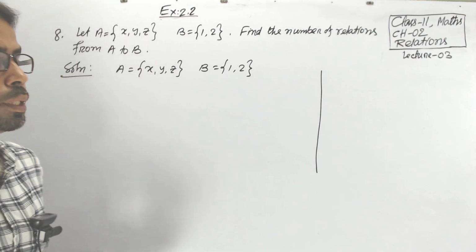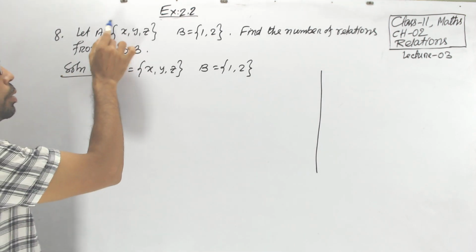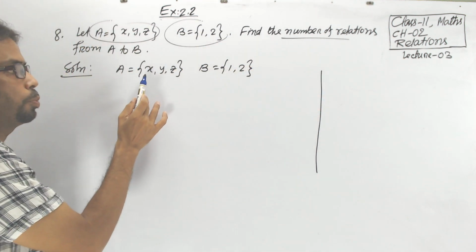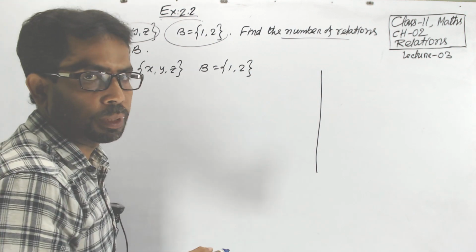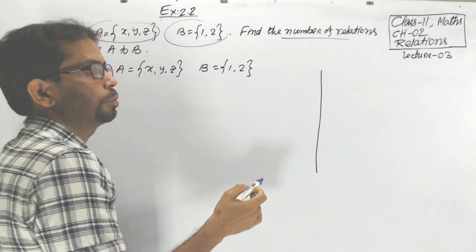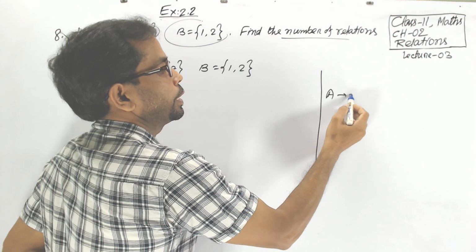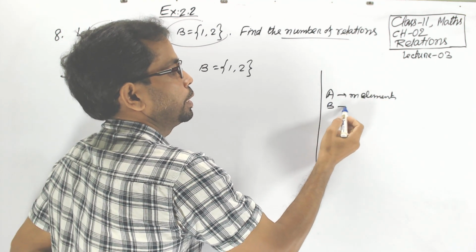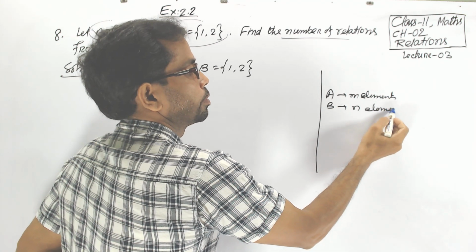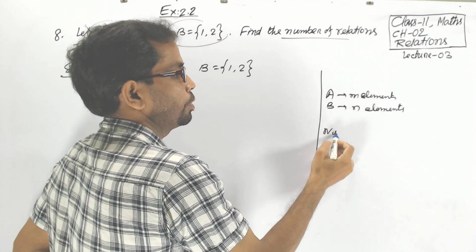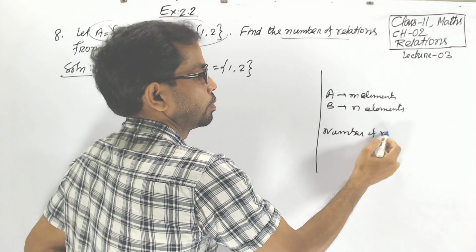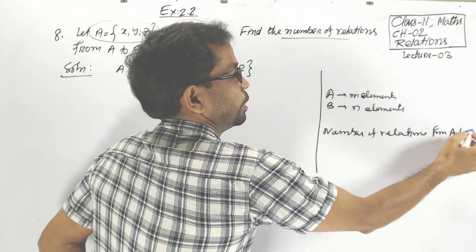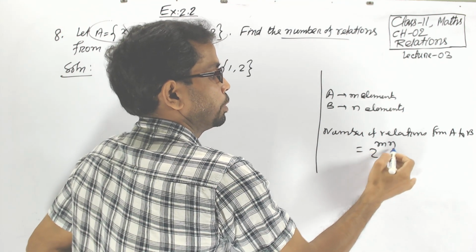Question number 8. Set A is given, set B is given, and we are asked to find a number of relations. How many relations possible from set A to B? The concept is like this. It is discussed in the previous video. If set A has m elements, another set B has say n elements, then number of relations from set A to B is given by 2 to the power m into n.